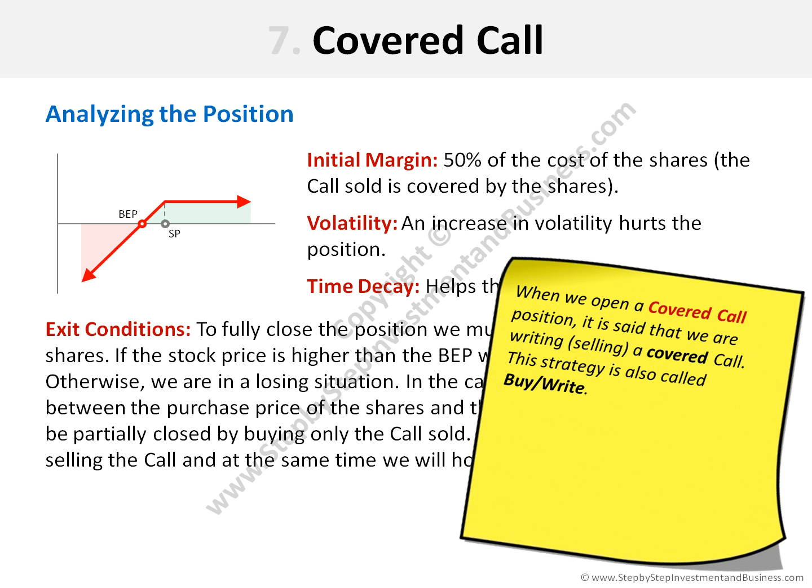When we open a covered call position, it is said that we are writing or selling a covered call. This strategy is also called buy right.